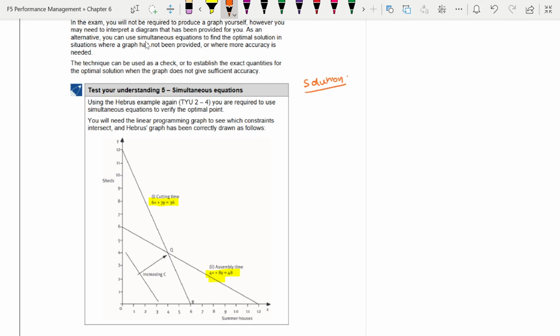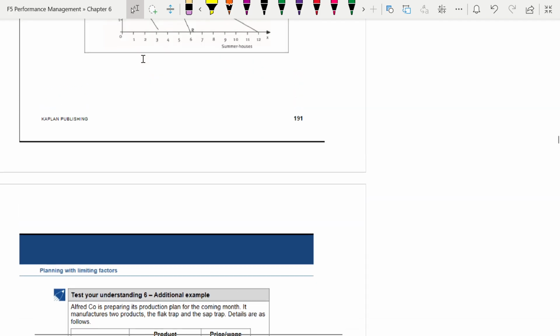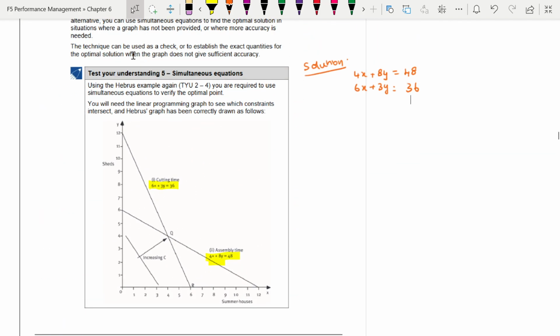What is the equation? 4x plus 8y equal to how much? 48. Okay, we are taking the same. Next, 6x plus 3y equal to 36. Now, how do you solve the simultaneous equations? What are they asking us? They are asking us to create a linear programming with respect to simultaneous equation.